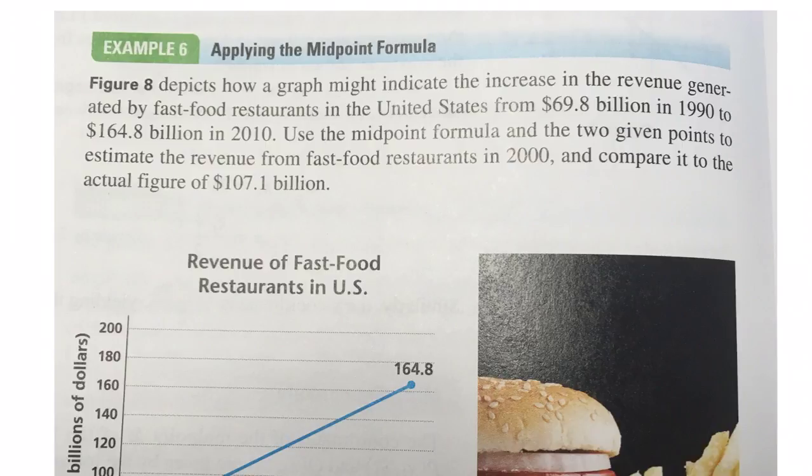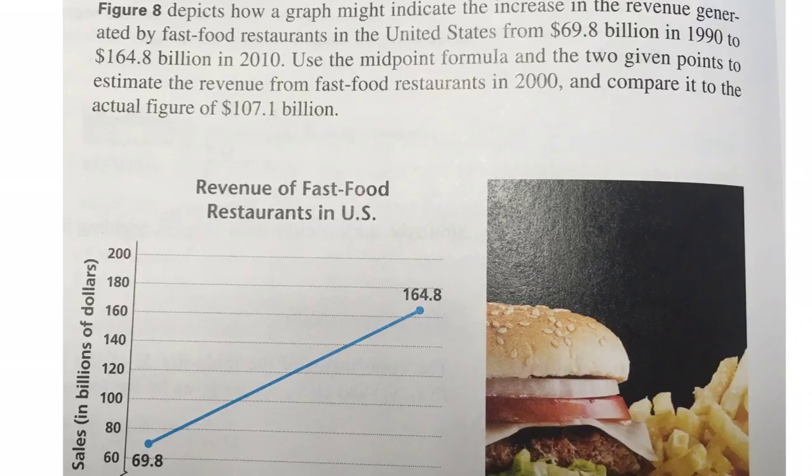So here's another problem pertaining to the midpoint formula. It says figure 8 below depicts how a graph might indicate the increase in the revenue generated by fast food restaurants in the United States from $69.8 billion in 1990 to $164.8 billion in 2010. Use the midpoint formula and the two given points to estimate the revenue from fast food in 2000 and compare it to the actual figure of $107.1 billion.